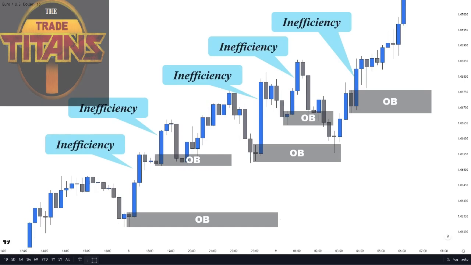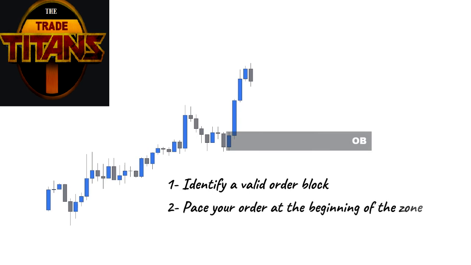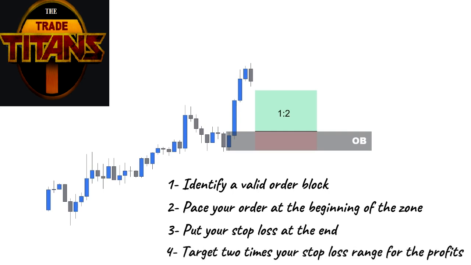Now, let me explain the steps of the trading strategy we used for the backtesting order blocks. The rules for this trading setup are easy. Identify a valid order block, place your order at the beginning of the order block zone, and put your stop loss at the end. We target 2 times our stop loss range for the profits. This way, even with a 34% win rate, we will still be at break-even.